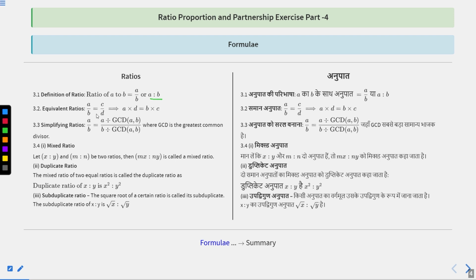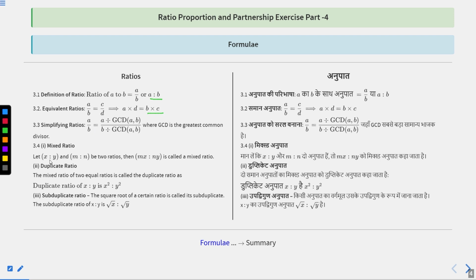Equivalent ratio, if two ratios are equal, then we can write it A into D equals B into C. Same form, simplified ratio. What does simplifying a ratio mean? It means their greatest common divisor should be 1. Only 1 is the number which can divide both A and B. Clear? So A and B will be in simplified form.